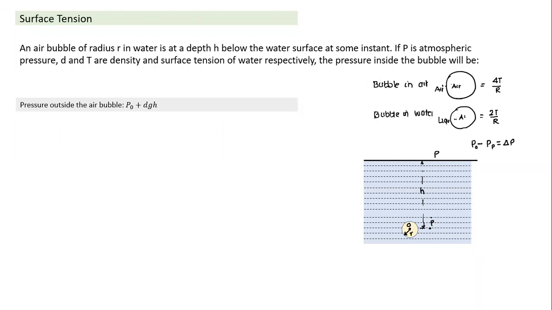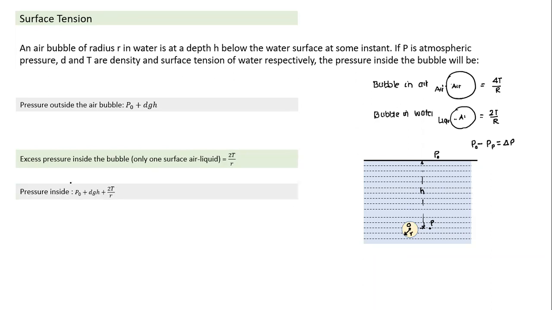We can easily find the pressure outside the air bubble. The pressure at P is equal to atmospheric pressure plus dgh, with density given as d. So the pressure in the bubble, if we add the term 2T by R, since there's only one surface, becomes P0 plus dgh plus 2T by R. That's the pressure inside the bubble, the absolute pressure, and this pressure can be used in any gas law, any ideal gas equation.